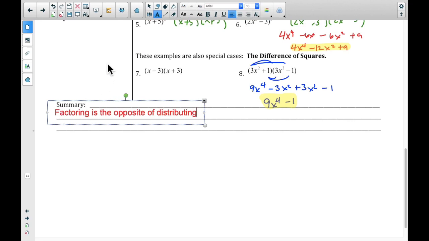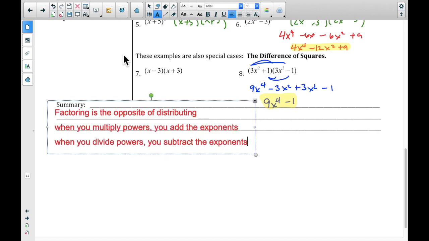Okay, so what did we learn in this lesson? One thing is we learned that factoring is the opposite of distributing. We also learned that when you multiply powers, you add the exponents, and when you divide powers, you subtract the exponents. That was not the whole gist of the lesson, but that was a little side note that we had to know in order to do what we've been doing.